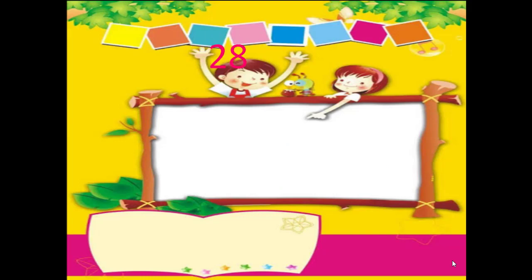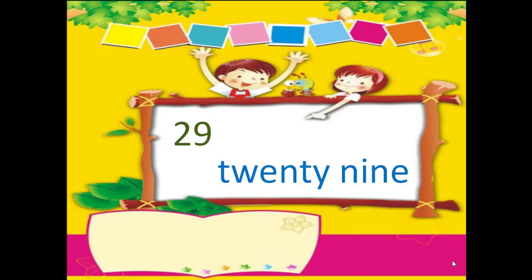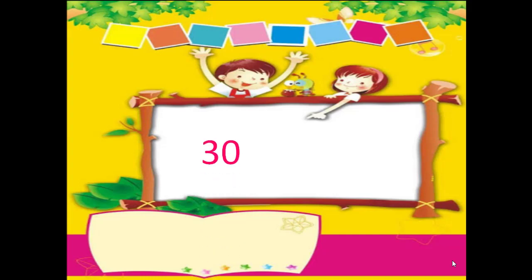Next 28. And the number name is TWENTY EIGHT. 28. 29. TWENTY NINE. 29. 30. Number name for 30 is very easy and short. Look. THIRTY. 30.